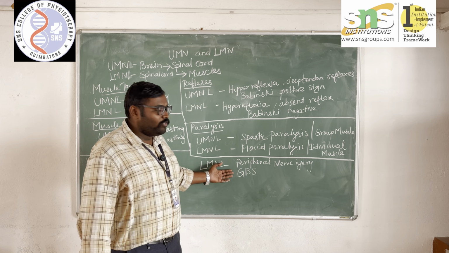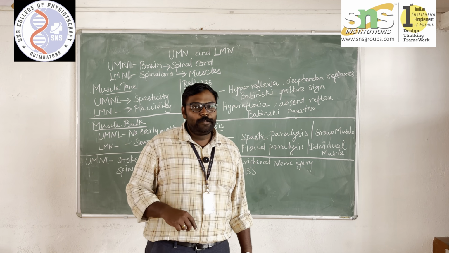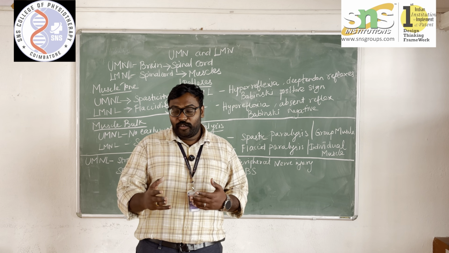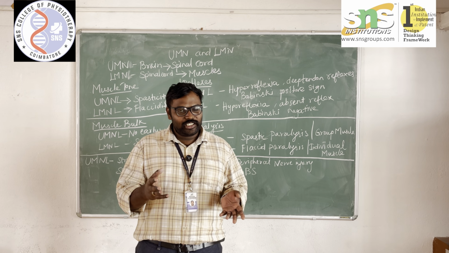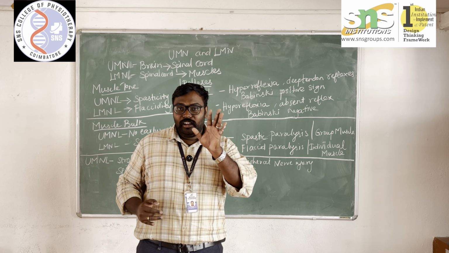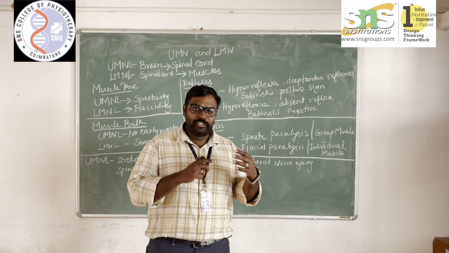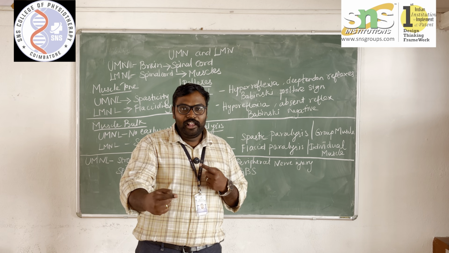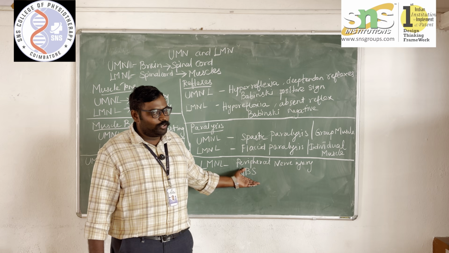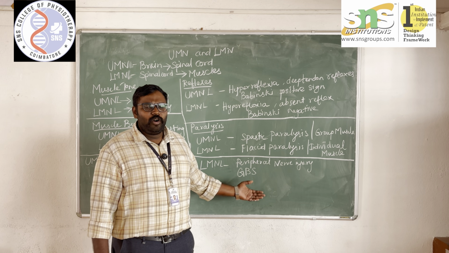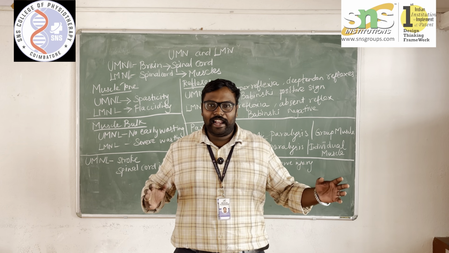Going for the LMN, there will be peripheral nerve injuries, for example radial nerve injury with wrist drop, ulnar nerve injury, median nerve injury, and peroneal nerve injury leading to foot drop. These are peripheral nerve injuries, associated with peripheral neuropathy and diabetic neuropathy. In the chronic stage of diabetes, it will develop into peripheral diabetic neuropathy, and also GBS, Guillain-Barré syndrome. So with all these things we can easily differentiate the UMN and the LMN lesion.